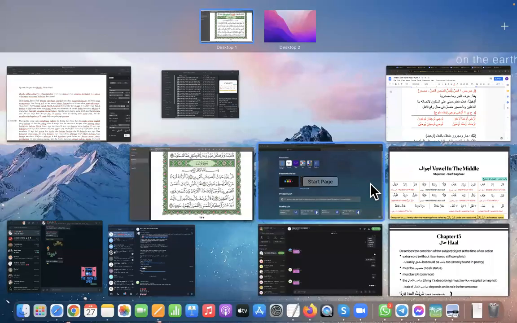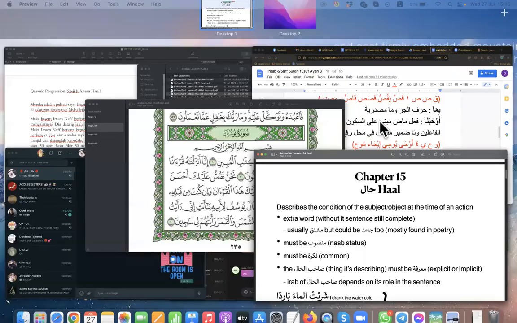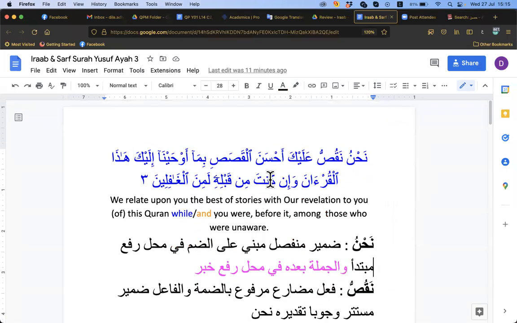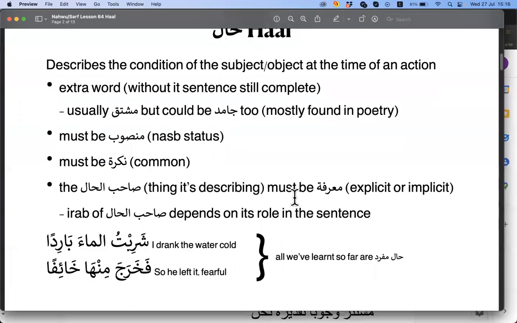Okay. Let's talk about Haal. That day we talked about the last part of the sentence, kunta, sorry. Kunta, you were from before it, from among those who were unaware. So we said that min qabli can be muta'alliq bil khabar of kana, or it can be a hal of the anta inside kunta, the ism kana.